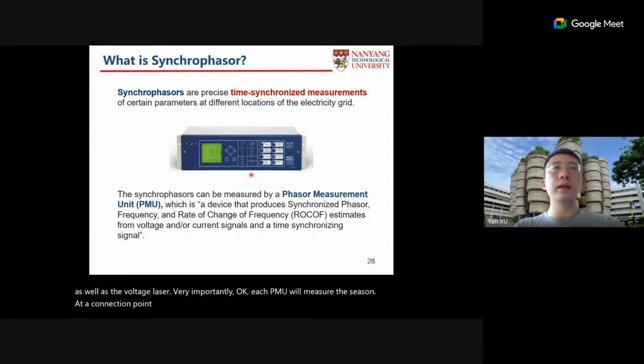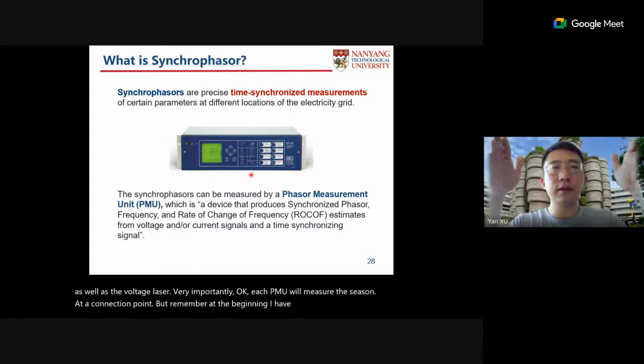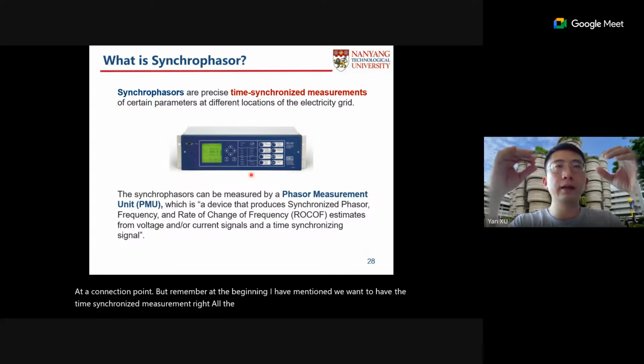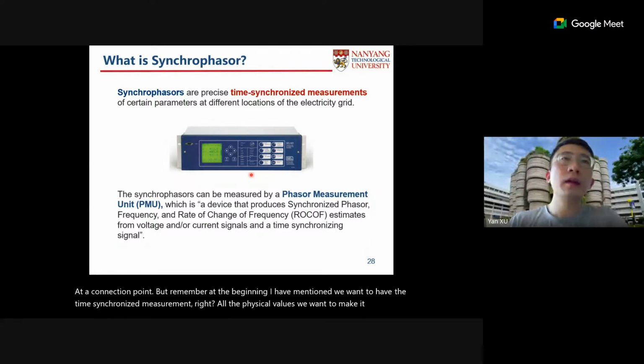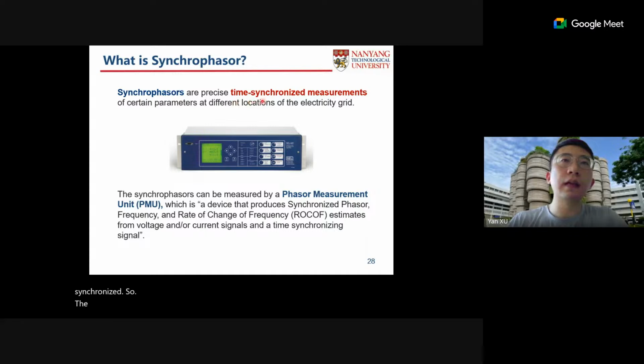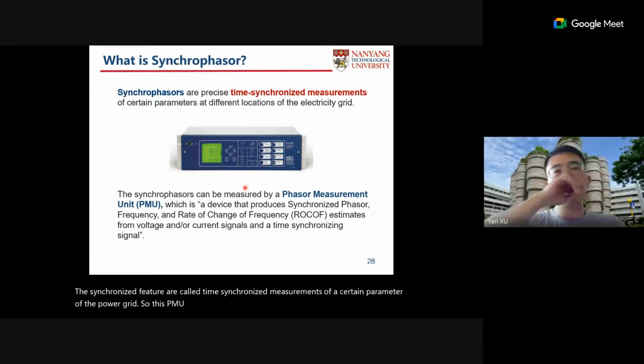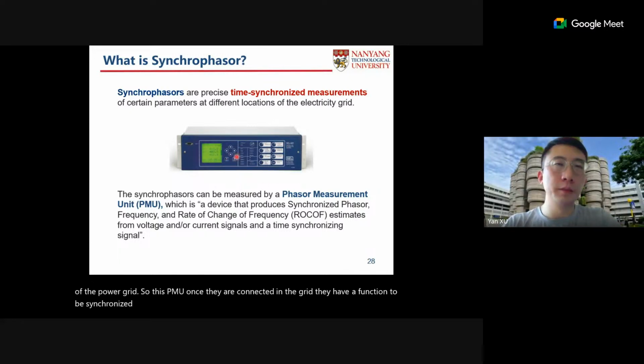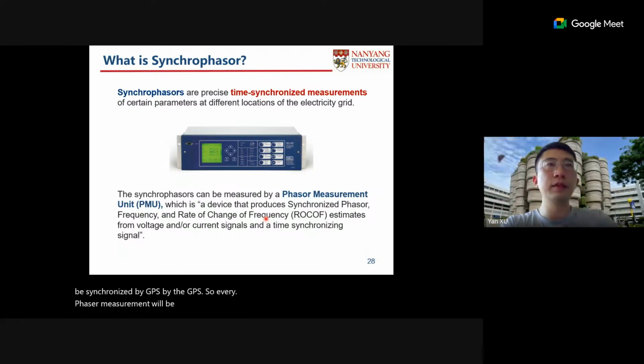But remember, at the beginning, I mentioned we want to have time synchronized measurement, right? All the phasor values, we want to make them synchronized. So the synchronized phasors are called time synchronized measurements of certain parameters of the power grid. Once PMUs are connected in the grid, they have a function to be synchronized by GPS. So every phasor measurement will be synchronized and become a synchrophasor.